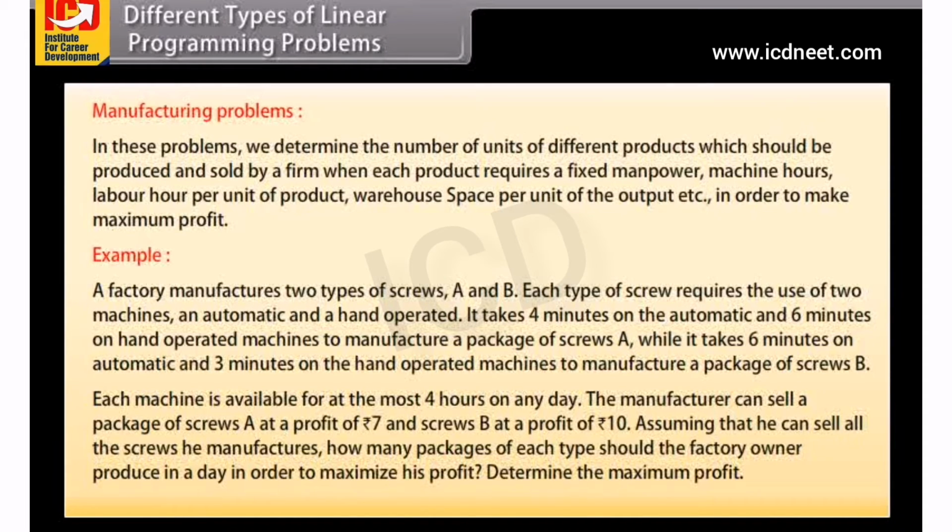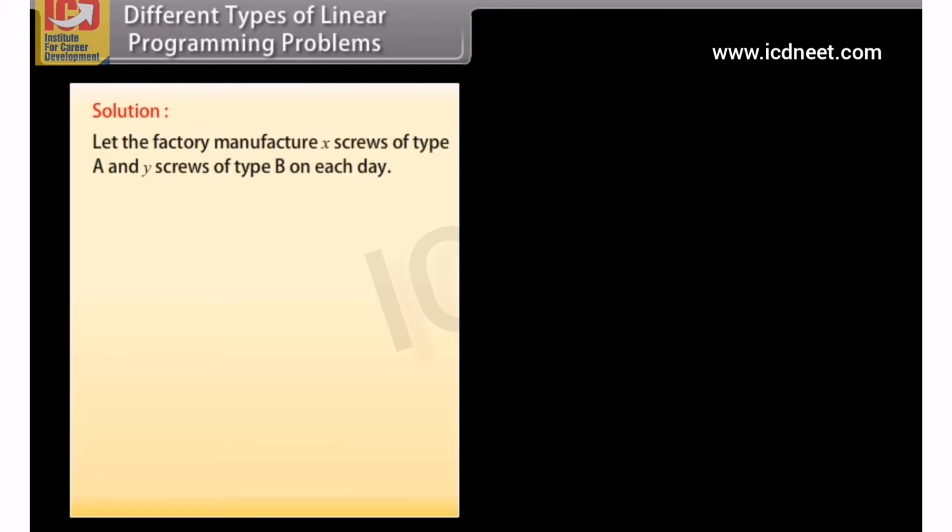The manufacturer can sell a package of screws A at a profit of rupees 7 and screws B at a profit of rupees 10. Assuming that he can sell all the screws he manufactures, how many packages of each type should the factory owner produce in a day in order to maximize his profit? Determine the maximum profit. Solution. Let the factory manufacture x screws of type A and y screws of type B on each day.